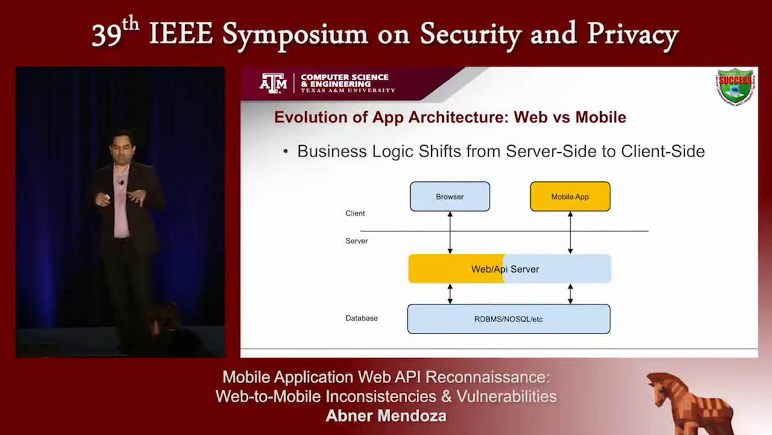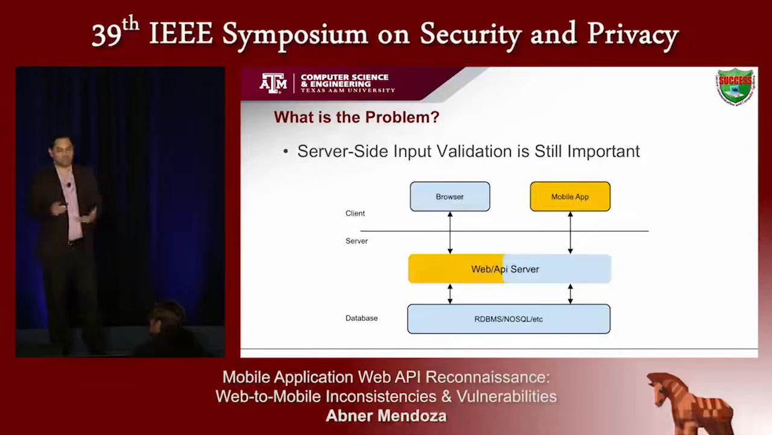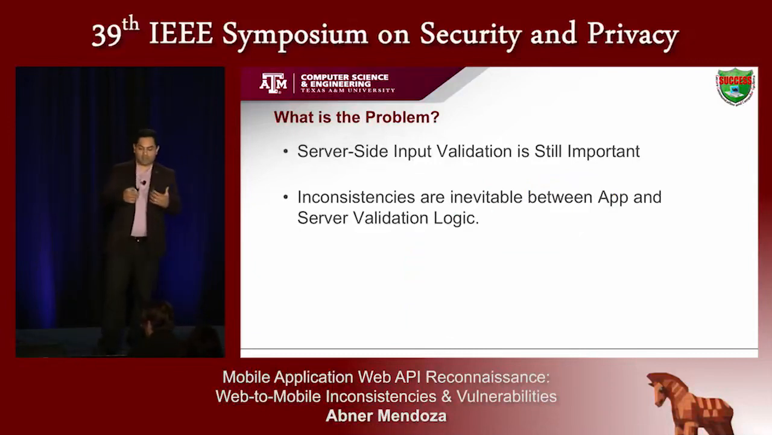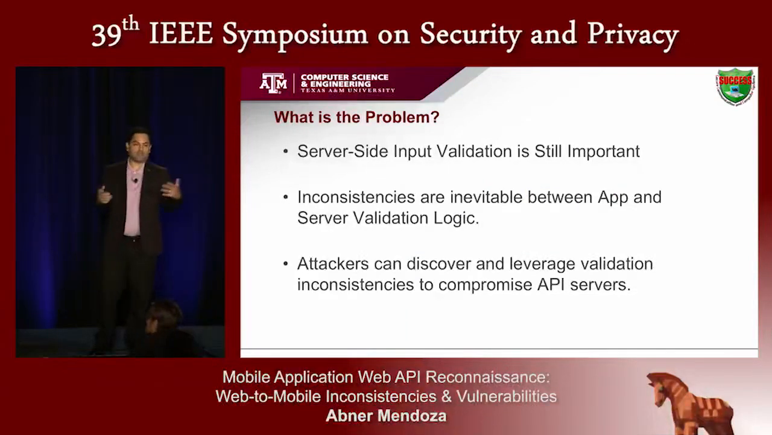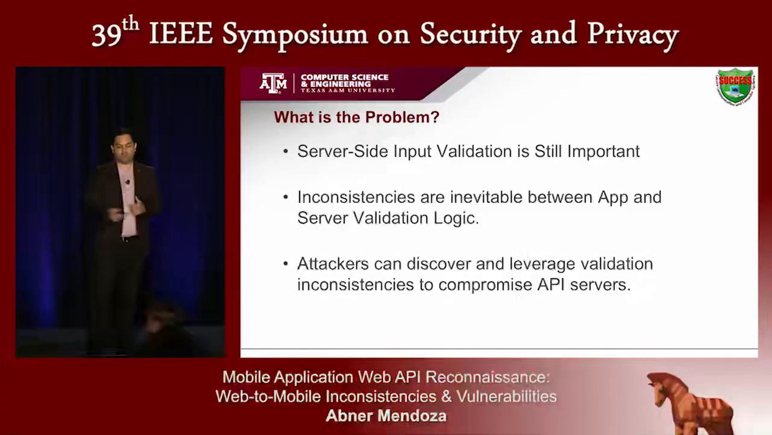So in this work, we focus on the difference between the logic that's implemented on the application layer, on the mobile app specifically, and what's implemented on the server. And of course, we expect some consistency there. So the problem that we try to highlight in this work is that server-side input validation is still important, although that business logic has shifted. And inevitably, with this integration of mobile and web, inconsistencies will appear. And as I said, attackers can discover and leverage these validation inconsistencies to compromise the server side.